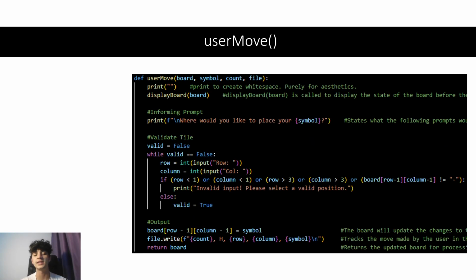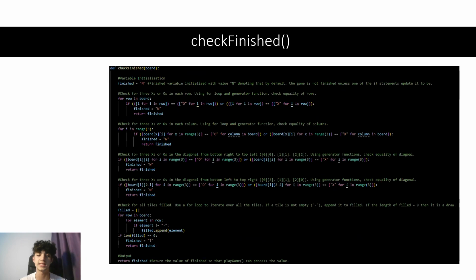For user move, instead of using rand int, we use input to prompt the user for what row and column they want. Based off of that, we can check the tile to see whether it's valid, or we can even check whether the input is valid, as in whether it's in the range of numbers. If it's not, we say invalid. If it is, it's true. The game board updates, and then the board is returned so that play game can process the data.